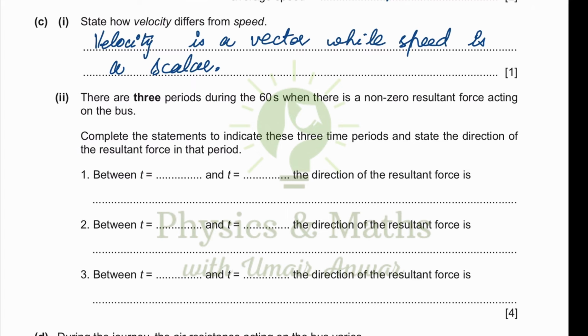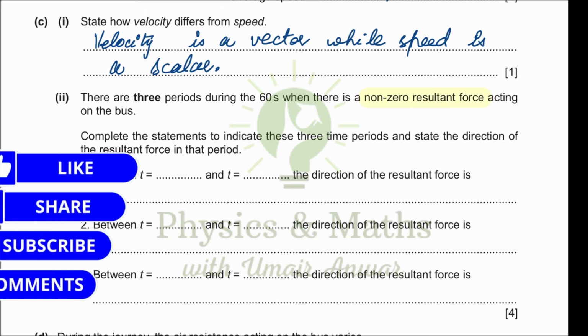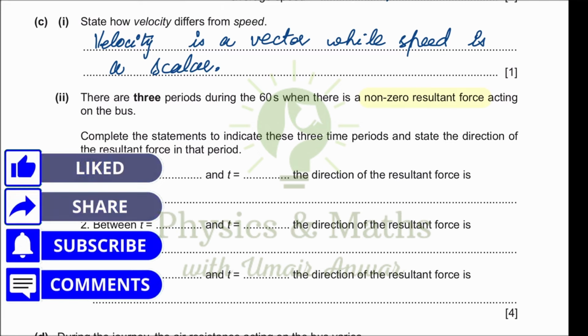There are 3 periods during the 60 seconds where there is non-zero resulting force. Non-zero resulting force means there must be acceleration in the object or the moving object. When the resultant force is zero, there is no acceleration in the moving object. So there is a non-zero resultant force acting on the bus. Complete the statements to indicate these 3 time periods and state the direction of the resultant force in that period.